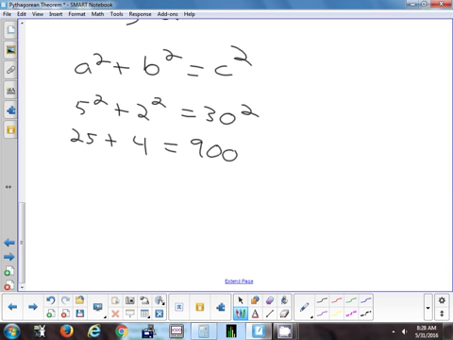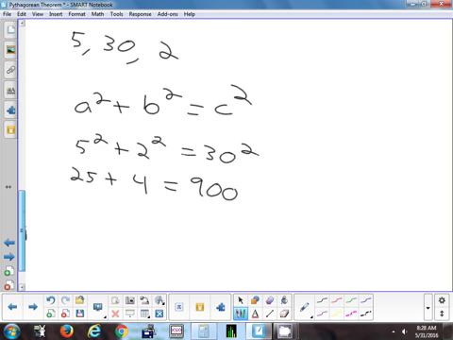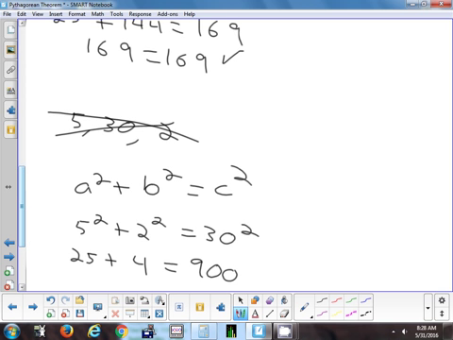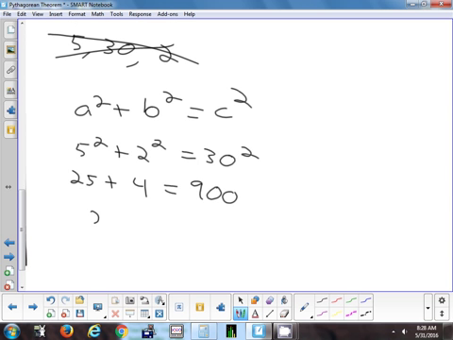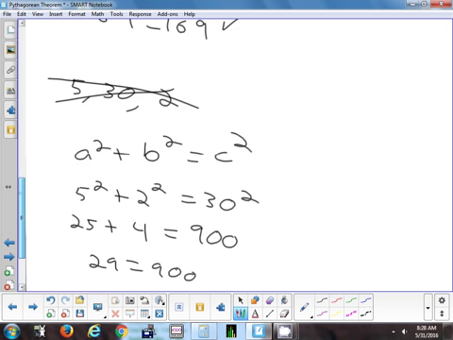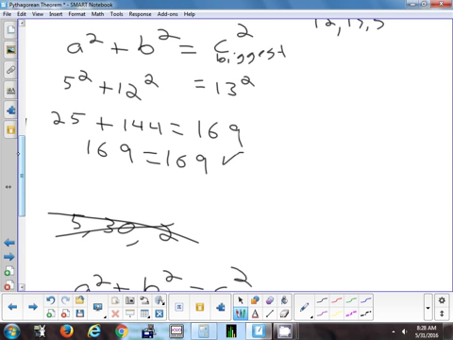Does 25 plus 4 equal 900? No. These 3 numbers right here are not a Pythagorean triple. They don't work. Okay? So like on the test, we have to solve it after we plug everything in. On the test, what I'll probably do is I'll give you 4 choices. I'll give you 4 sets of numbers, and I'll ask you which of them is a Pythagorean triple. Yeah, there won't be more than one.